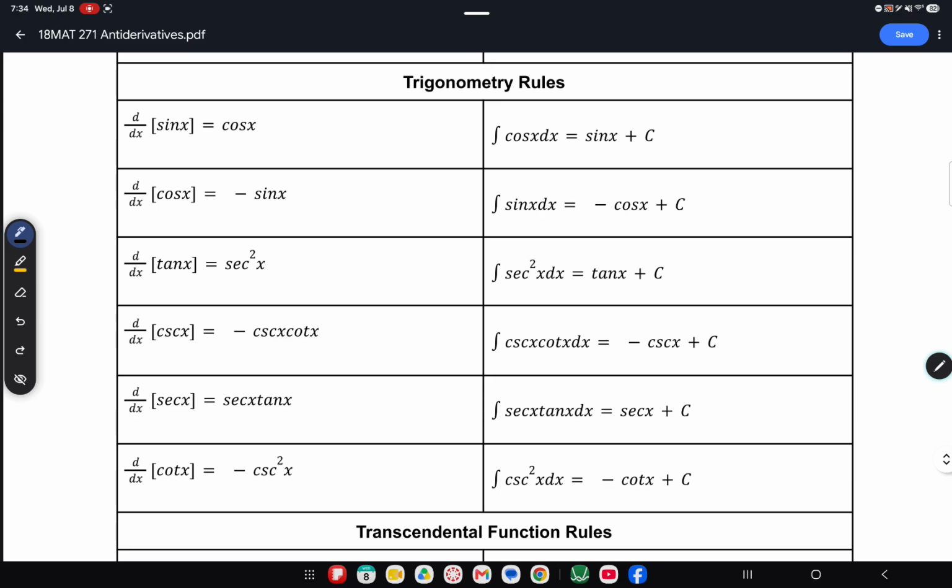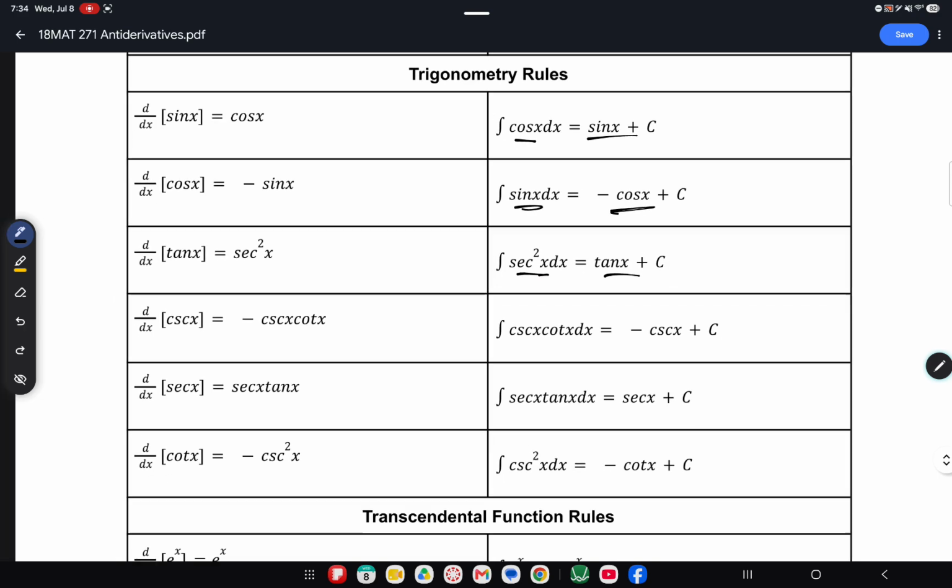I won't read all of these out, but here are the trig rules, right? I'll do the basic ones. So cosine, the integral is sine. Sine of x is negative cosine. And secant squared is tangent. Okay.